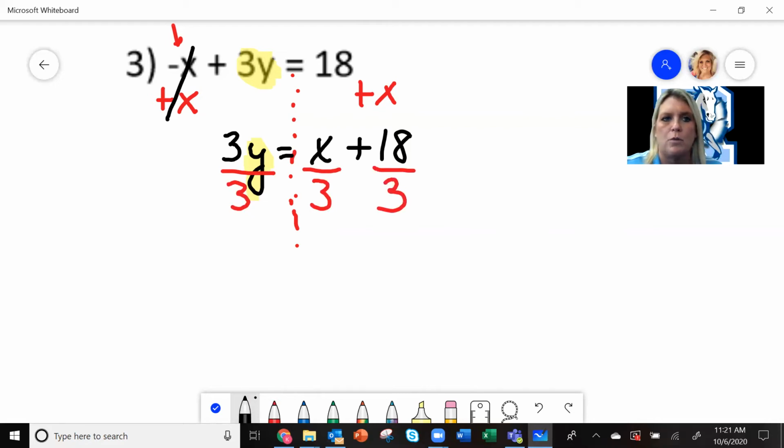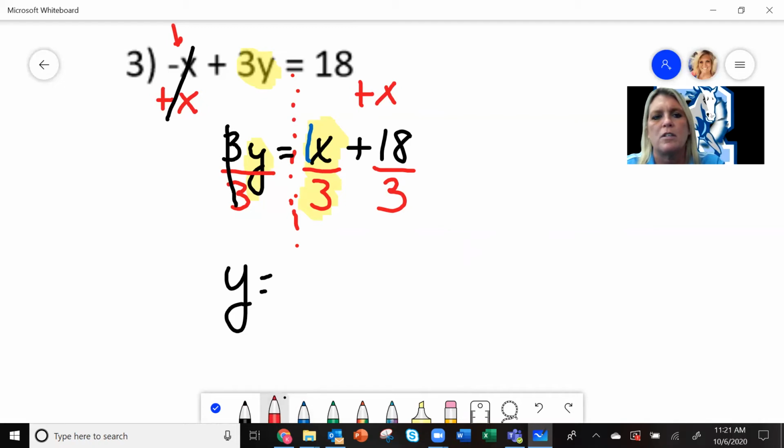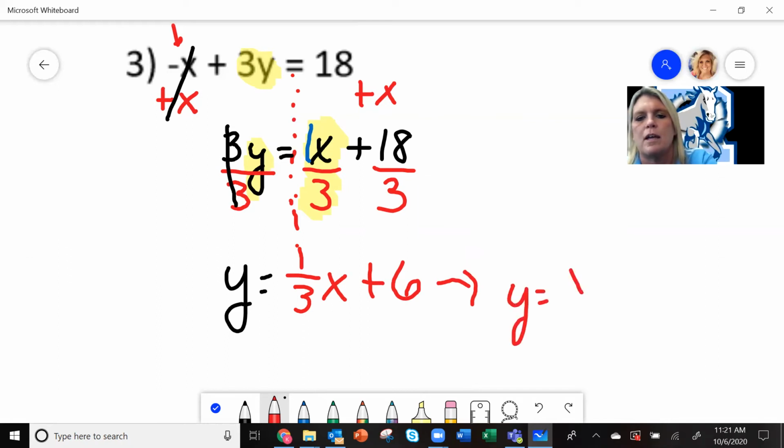Now this is where it might have tricked you up. 3 divided by 3 is 1, that's still the same, y equals. Now what's happening here? Right here, it says x divided by 3. Well, I need you to remember that if there's not a number in front of the x, there's a 1. So this is actually 1/3 x. And then 18 divided by 3 is 6. Now, this could be written as y equals x over 3 plus 6. That works as well. So what is the slope?